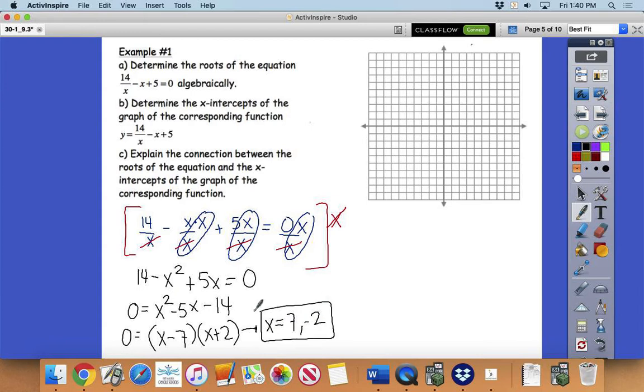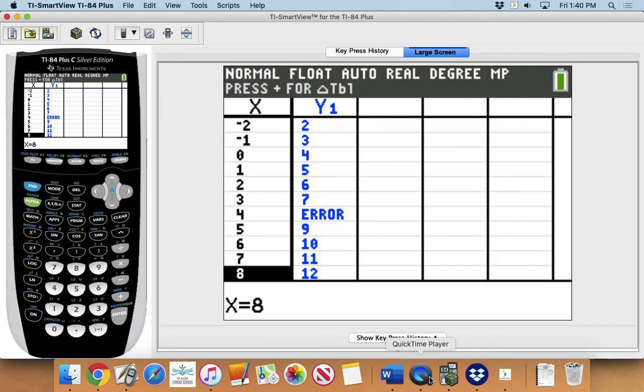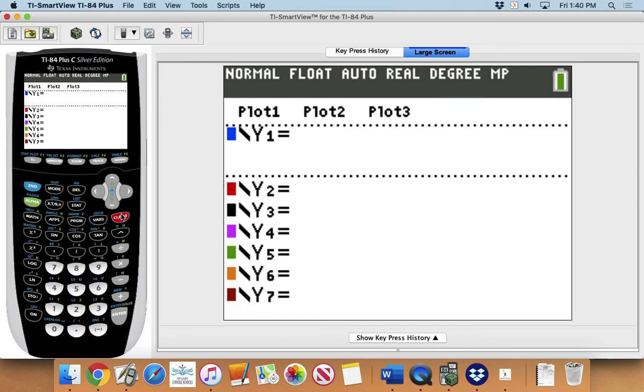Now, since I did this algebraically, I need to check. To check, you can always do this graphically. So I'm going to go to my graphing calculator, graph what I saw, and see if it matches my solution. This is the graphical approach. We're going to determine the x-intercepts of the graph by graphing this into y1. Since everything's on one side, you can graph everything as y1. So I have 14 over x minus x plus 5.